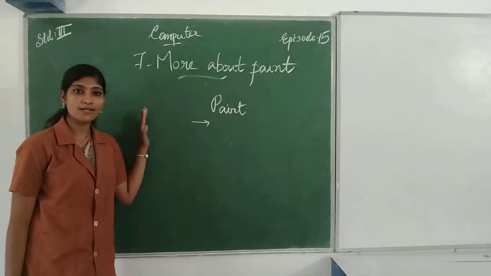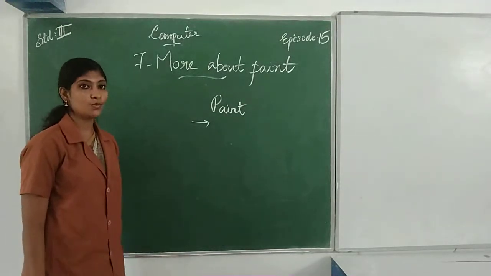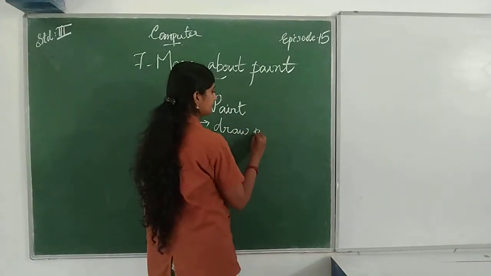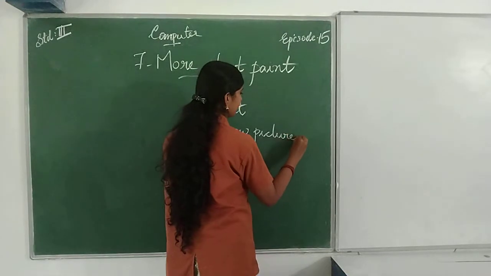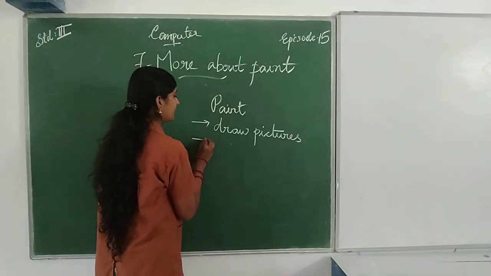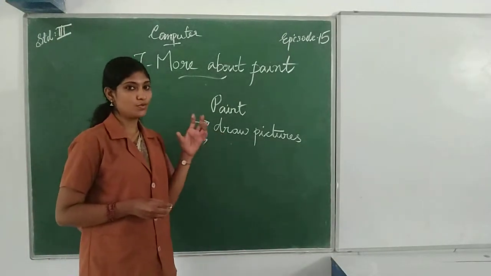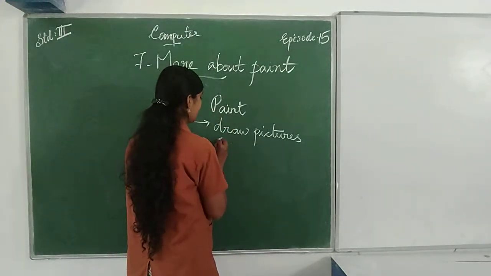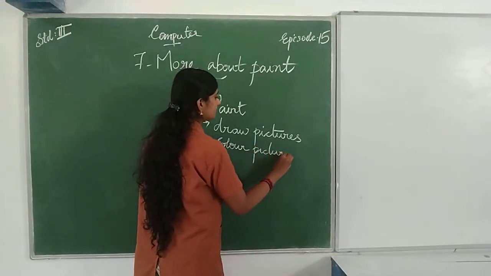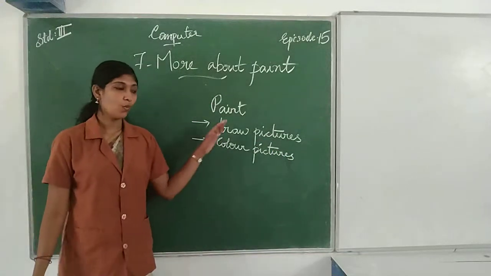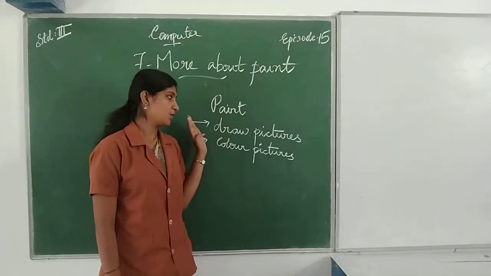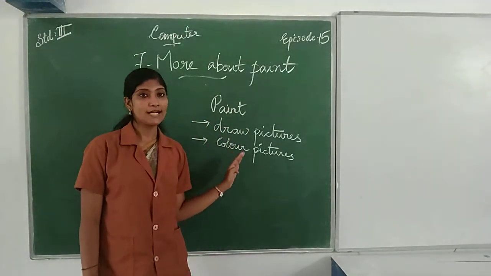So the question here is, what is Paint? It is used to draw pictures. Then the second use, we can also color pictures. We can color the pictures you draw on that screen. So what is Paint? Paint is a software in Windows which is used to draw pictures and also color pictures.